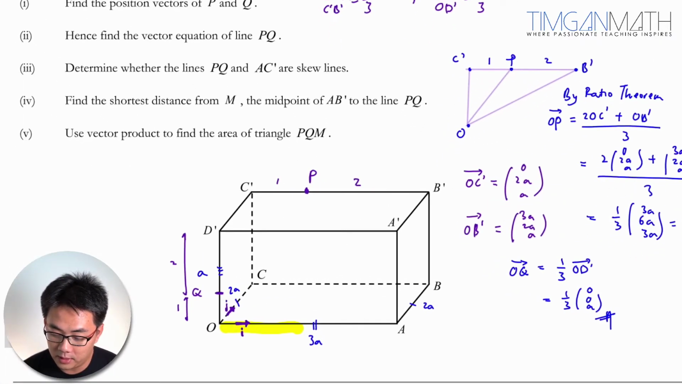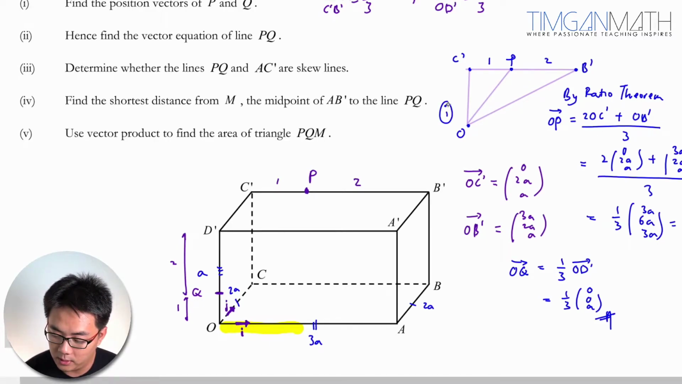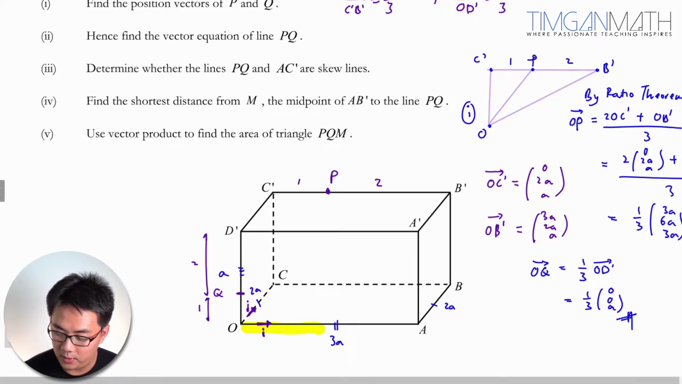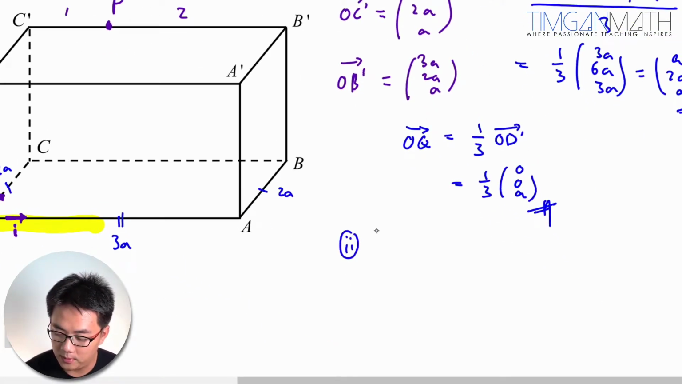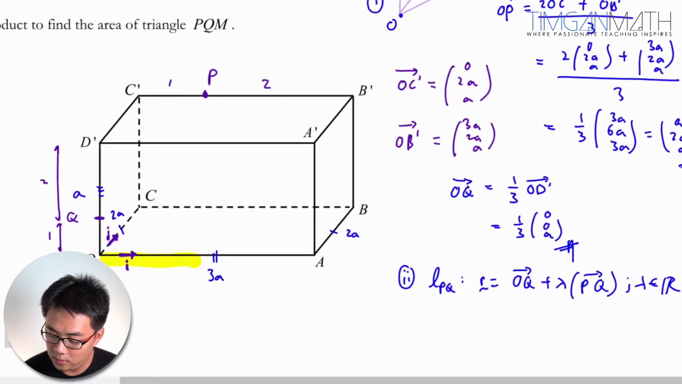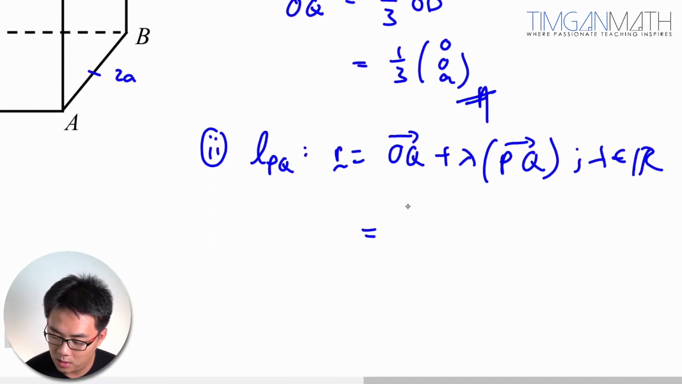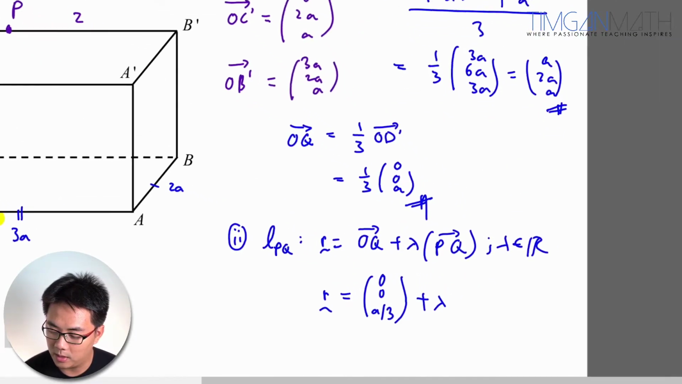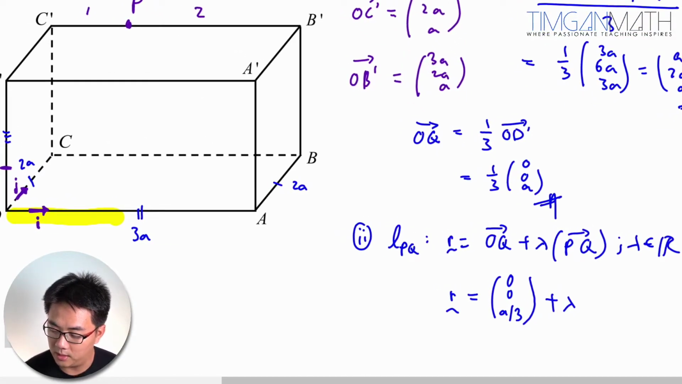Part 2, hence find the vector equation of line PQ. Okay, let's find the equation of line PQ. Line PQ would just be r equals OQ plus lambda P to Q. I think using OQ will be the easiest. So OQ will just be 0, 0, A over 3. And P to Q, just do mental calculation. Or you can just do Q to P, doesn't matter. I think maybe Q to P is easier.